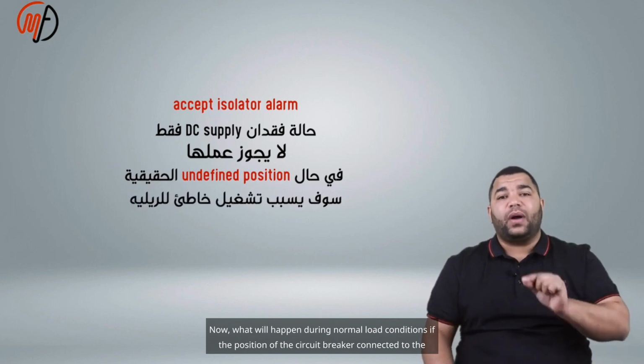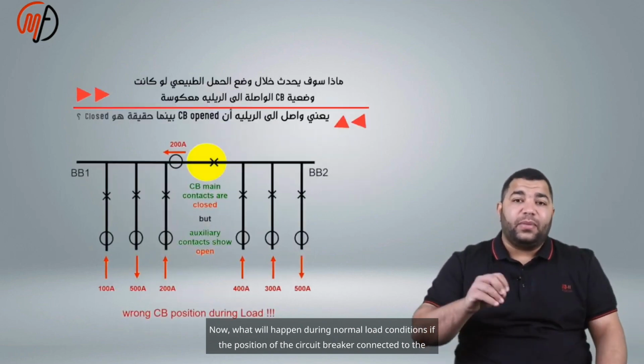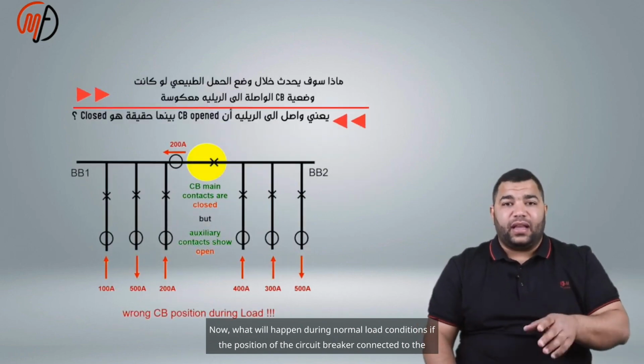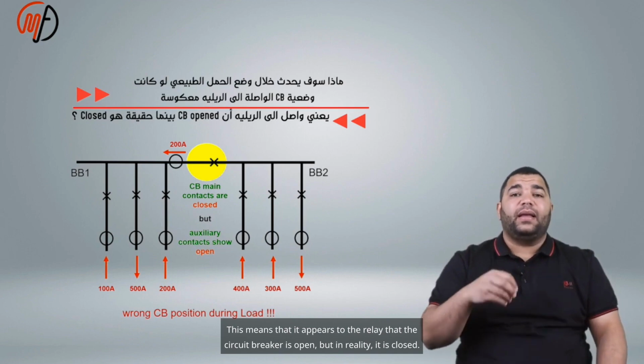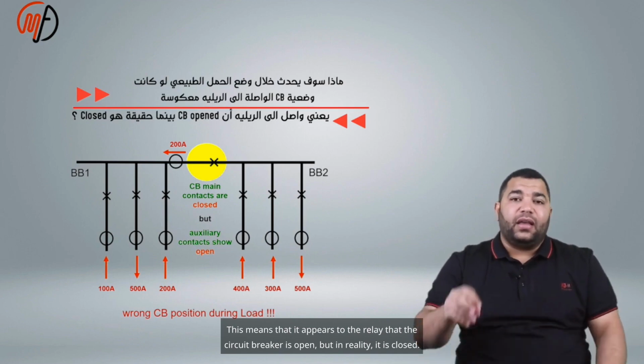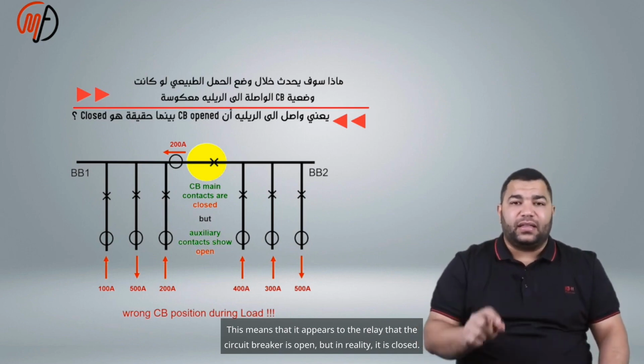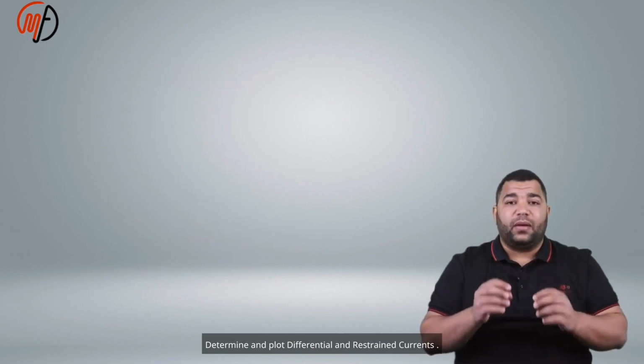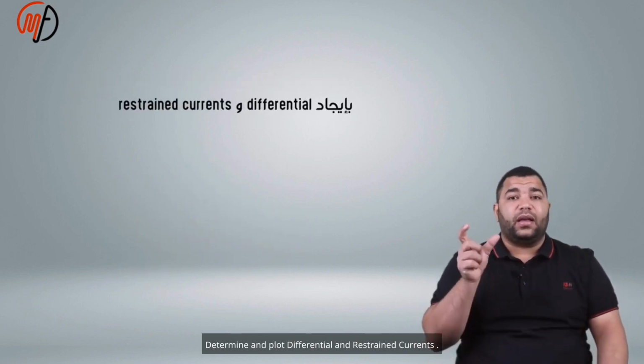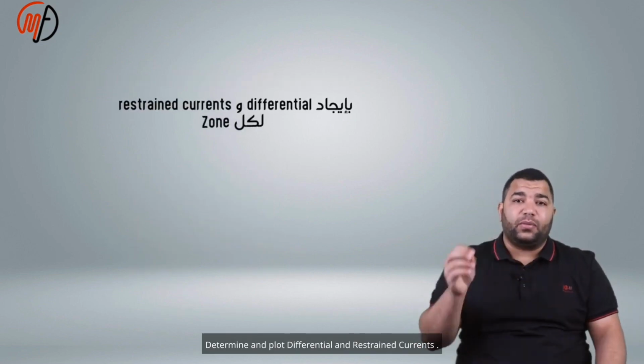Now, what will happen during normal load conditions if the position of the circuit breaker connected to the relay is reversed? This means that it appears to the relay that the circuit breaker is open, but in reality, it is closed. Determine and plot differential and restrained currents. The relay cancels the cable CT current with the breaker open.